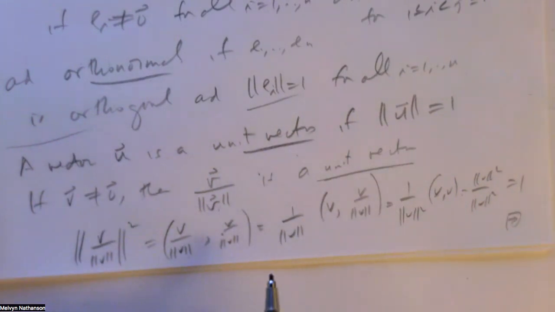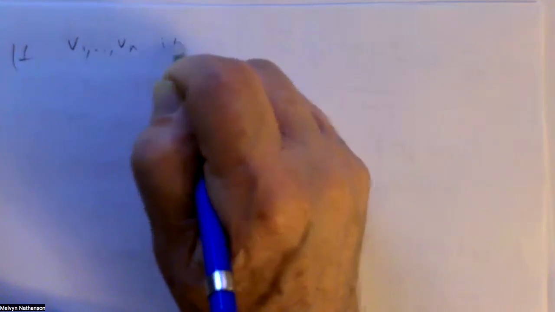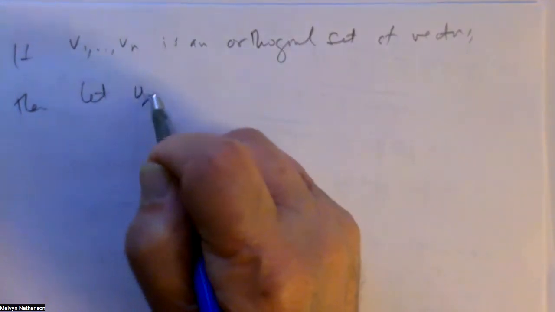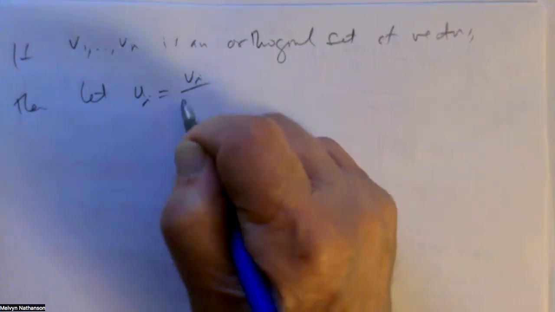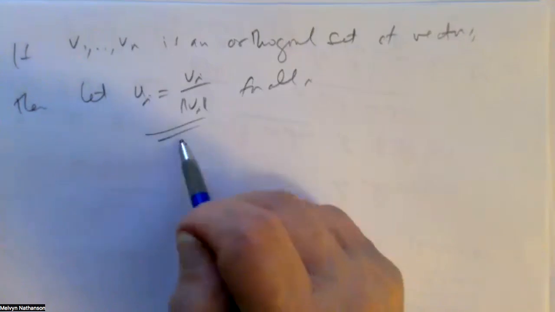And an orthonormal set of vectors is a set of vectors that is orthogonal and consists of unit vectors. Now, if V1 up to Vn is an orthogonal set of vectors, then if we let u sub i be Vi over the length of Vi for all i, these are then unit vectors.